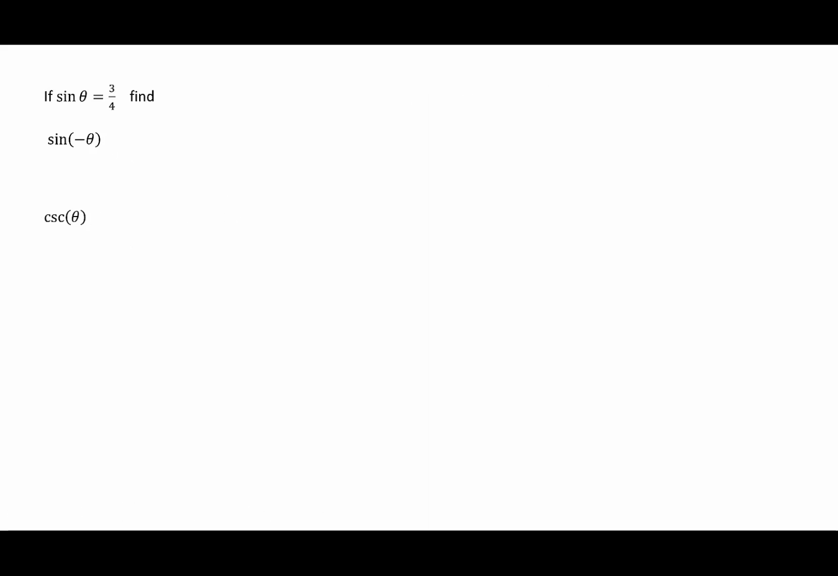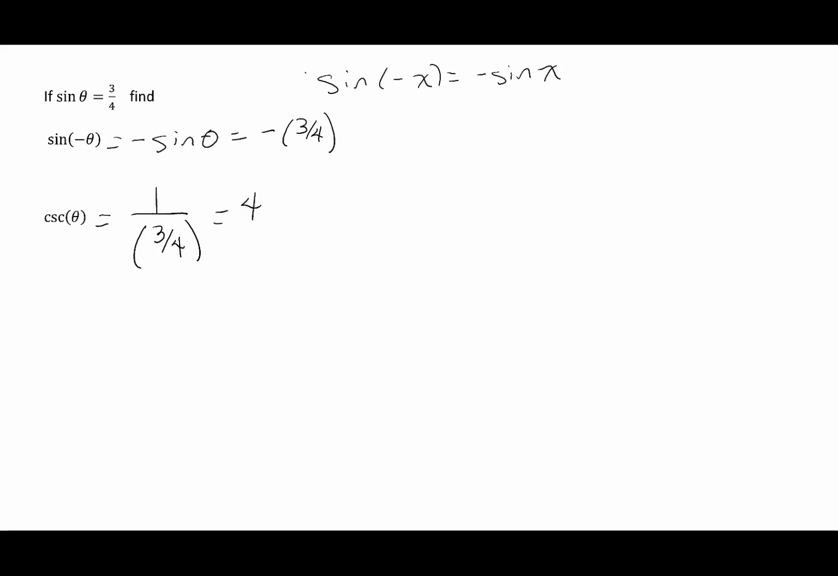Next, we have that sine of theta is 3/4. We want to find sine of negative theta. We know the sine of negative x is equal to negative the sine of x. That says the sine of negative theta will be equal to negative the sine of theta, which tells us we have negative 3/4. Cosecant of theta will be the reciprocal of sine. We'll have 1 over 3/4, which gives us 4/3.